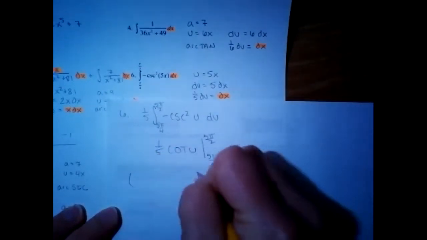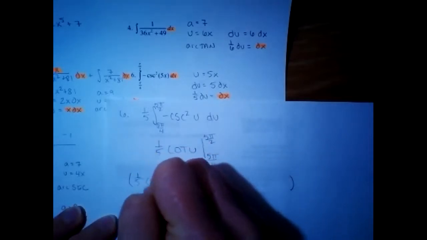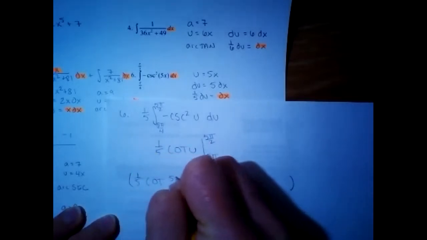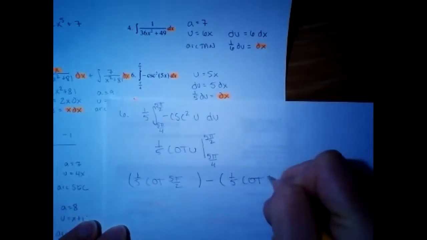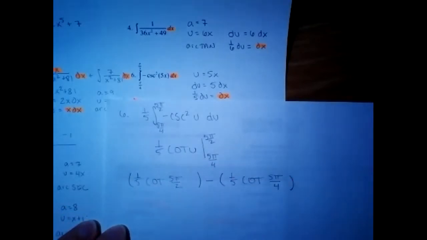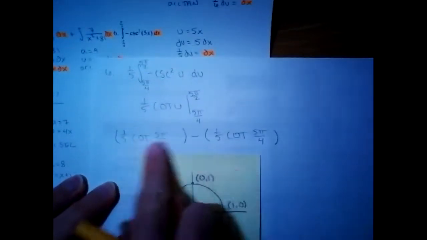All right, so upper boundary minus lower boundary. So it would be 1/5 cotangent of 5 pi over 2 minus 1/5 cotangent of 5 pi over 4. All right, so let's find this on our unit circle. Let me pull out my unit circle.